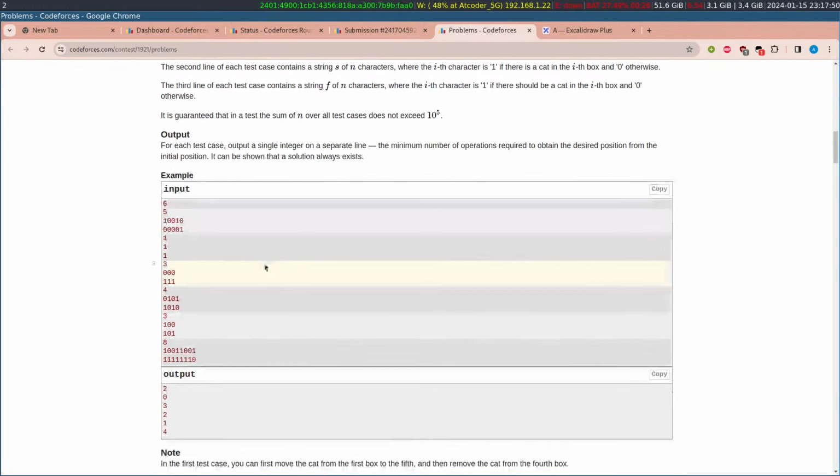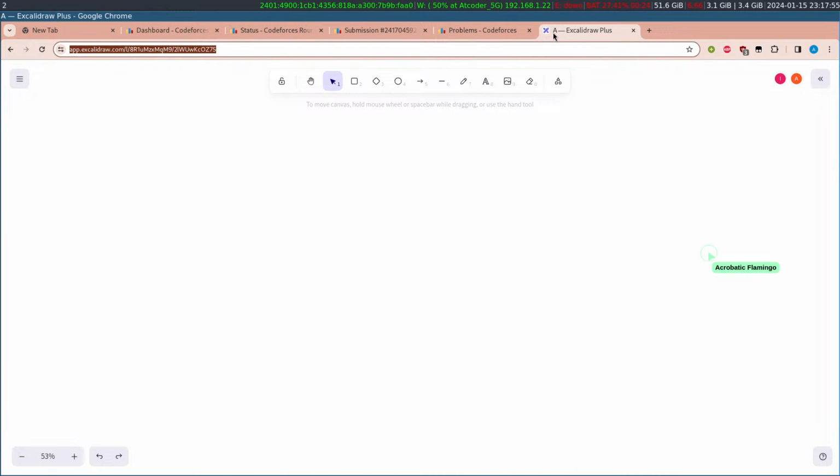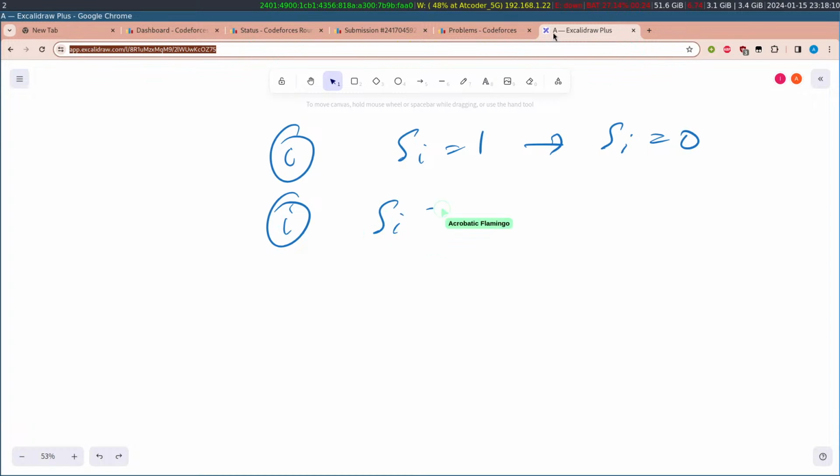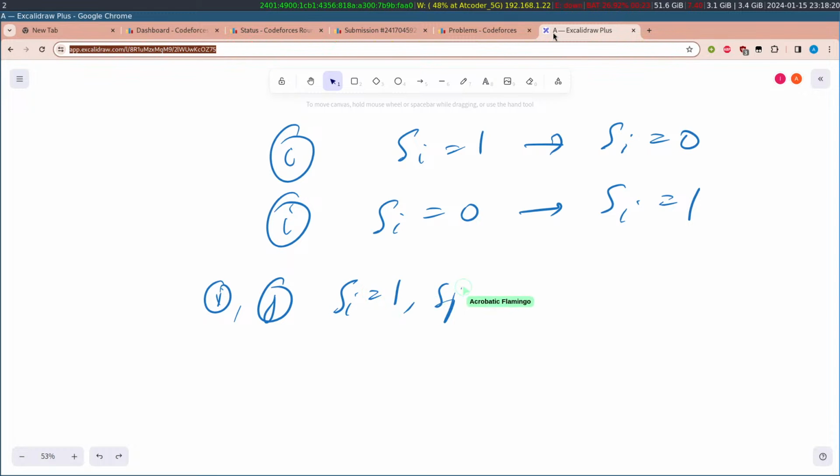So what we have been asked over here is, we are given an initial string and we have to reach a final string. We can perform multiple kinds of operations. We can choose an index i such that si equals 1 and assign si equals 0. Or we can choose an index i such that si equals 0 and assign si equals 1. Or, we can choose two integers i and j such that si equals 1 and sj equals 0, and then assign si equals 0 and sj equals 1.